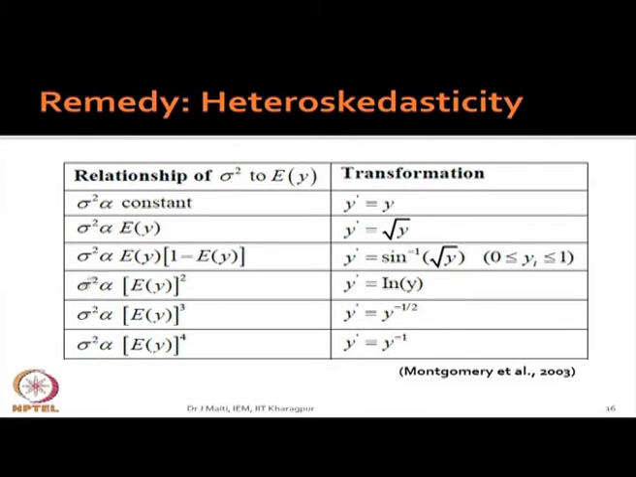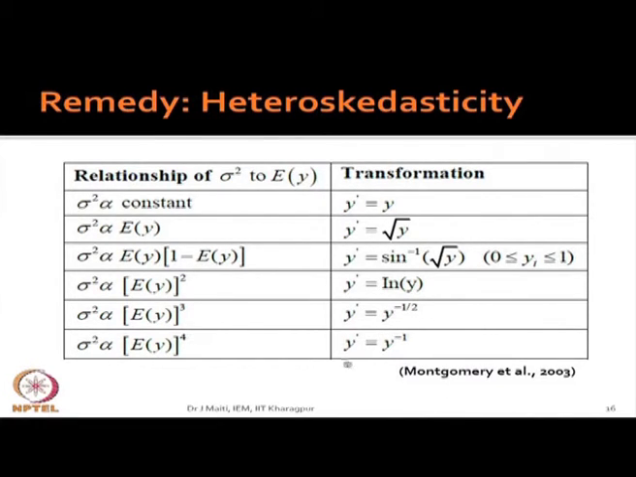If the variability of y is proportional to the square of the expected value of y, then it is said to use log y. If it is in terms of the cube of the expected value of y, then y to the power minus half, that means 1 by root over y, and if it is the fourth power, then 1 by y.